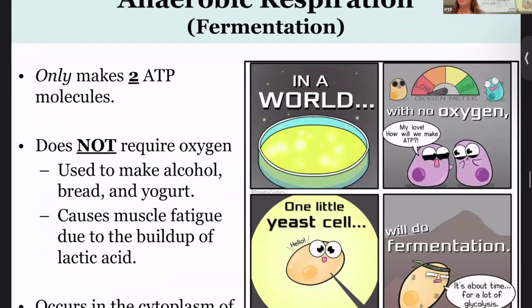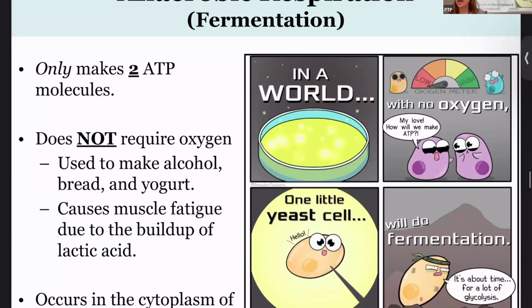So now we have without oxygen. So now we have anaerobic respiration, which is also known as fermentation. So this only makes 2 ATP molecules. It does not require oxygen, and it's used to make alcohol, bread, and yogurt. Those are some examples. It can also cause muscle fatigue due to the buildup of lactic acid.